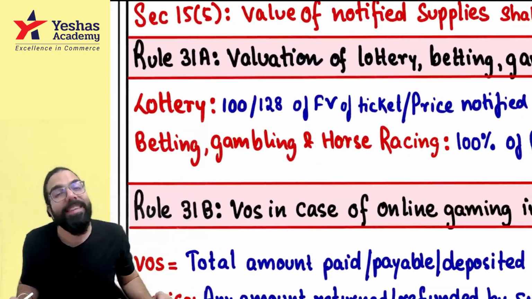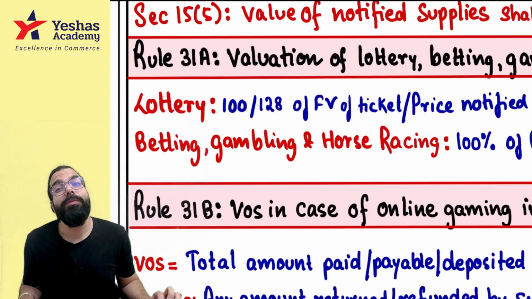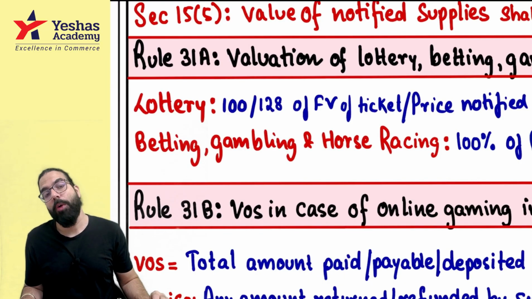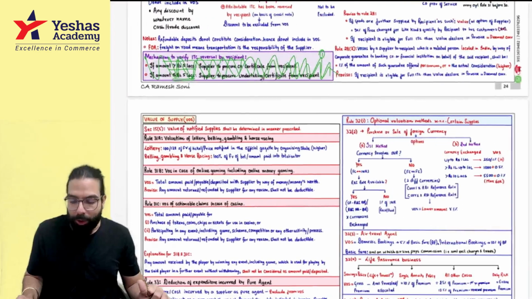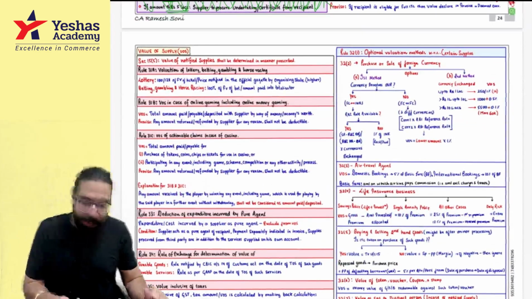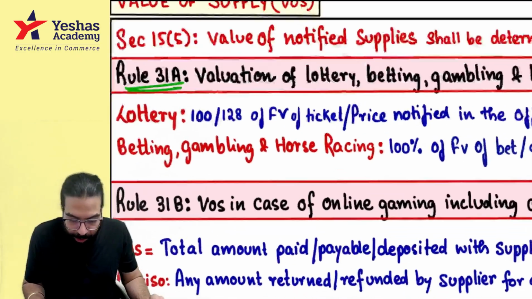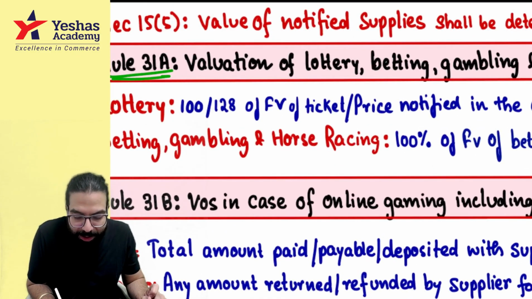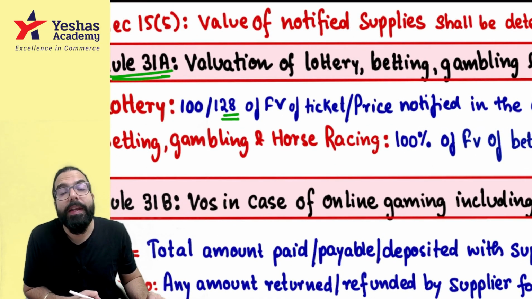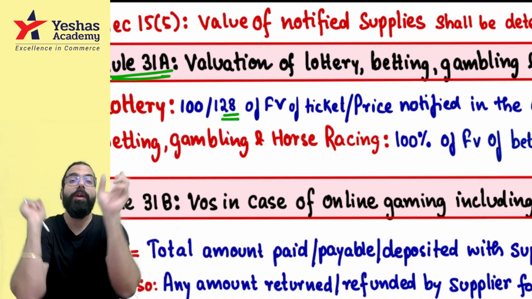Actionable claims, now the rate of GST the government has made 40%. Sir, how much is the rate of GST on actionable claims? 40%. So what is the government telling over here? Rule number 31A, the government had told 100 divided by 128 in case of lottery. In lottery, how do we find out the value?